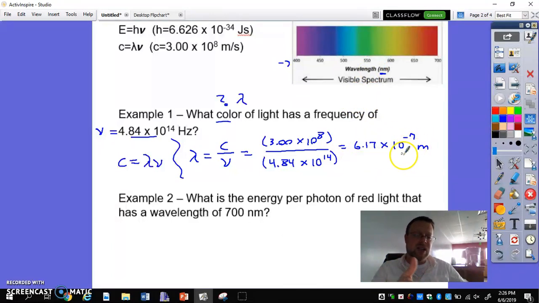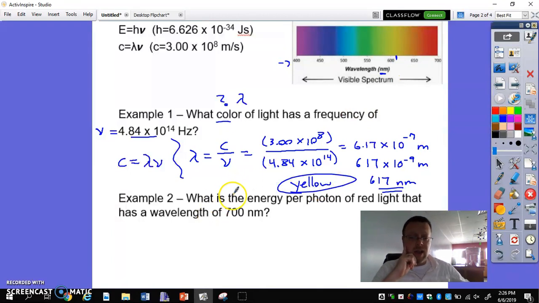If nano is times 10 to the negative ninth, so if we made this 10 to the negative ninth, which is 100 times smaller, then this would have to be 100 times bigger, which would be 617. Not 600 or 6.17. So if we had 617 times 10 to the negative ninth meters, this would be 617 nanometers. Looks like it's going to be somewhere in between the 600 and the 650 up here. Estimating, we're probably looking at some color of yellow light in this case. Okay, final answer. We're looking at yellow light.